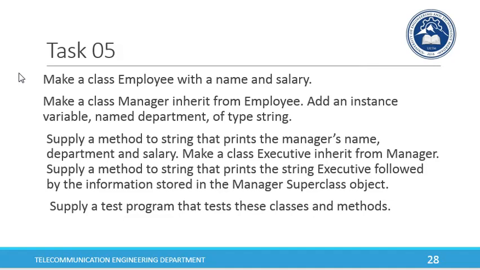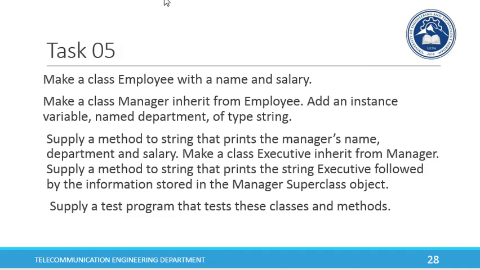Make a class executive inheriting from manager. Supply a method toString that prints the string executive followed by the information stored in the manager superclass object. Supply a test program that tests these classes. You have simply made 3 classes: employee, manager and executive. You will derive the manager from employee and then the executive from the manager. So you will do 2 inheritance, and then simply you will display the name and the department name and salary. So that will be your output.